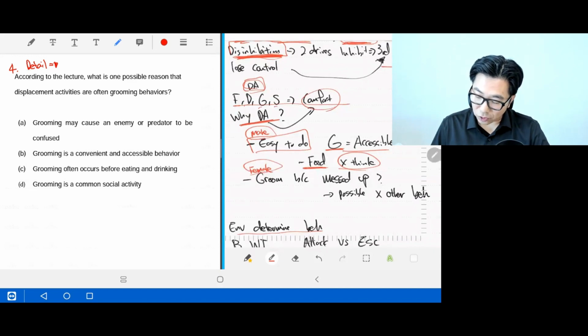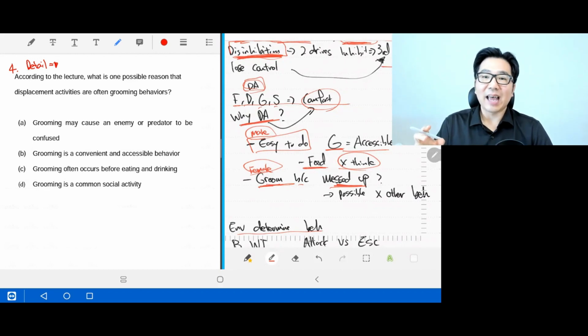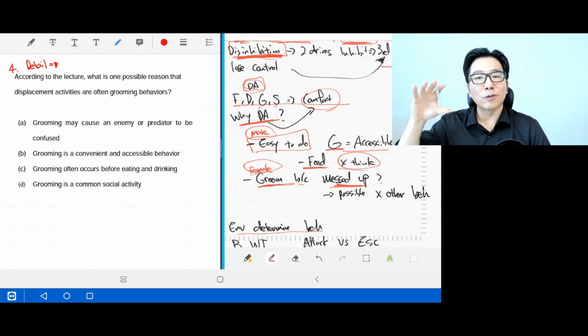And the female student asks the professor that animals groom, maybe because they got messed up. It was pretty funny. Messed up from the fight or from the mating. Isn't that the reason why? And professor says that's another possible reason.